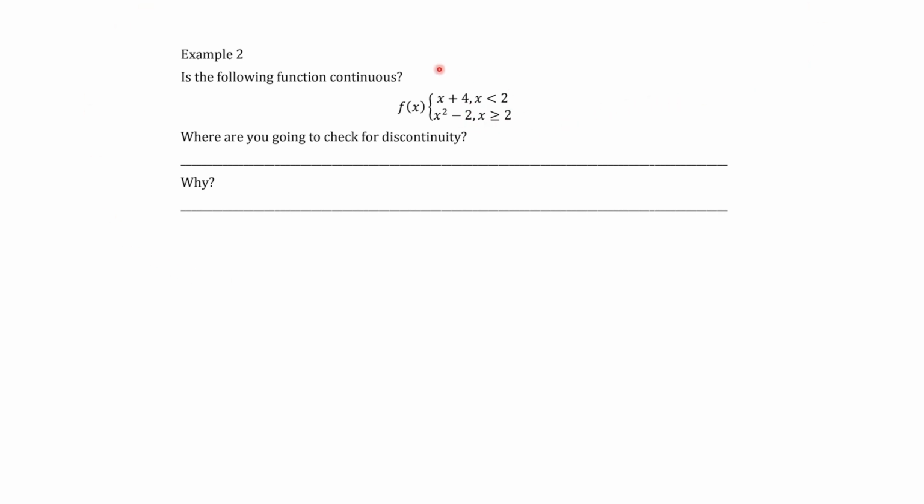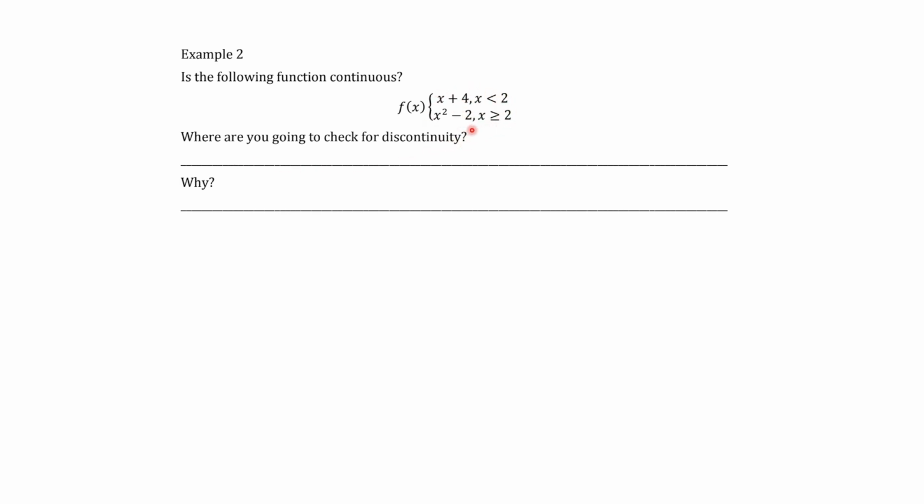So is this function continuous? Okay, so this is a piecewise function, right? And we have that the function is equal to x plus 4 for any values of x less than 2. And then it becomes equal to x squared minus 2 for any values of x greater than or equal to 2. And so the first question here is, where are you going to check for discontinuity?